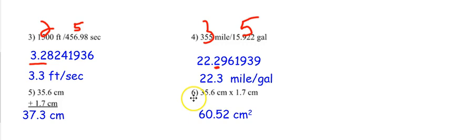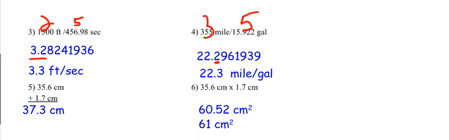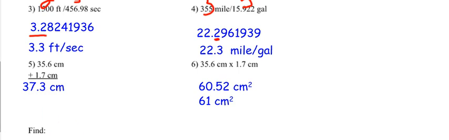But number 6, what did I do? I had to multiply, didn't I? So here I have 3 sig figs. Here I have 2 sig figs. What should my answer have? 2 sig figs. There you go. All right, so I get 61 centimeters squared. So why don't you go ahead and do the perimeter and the area and see what you get.